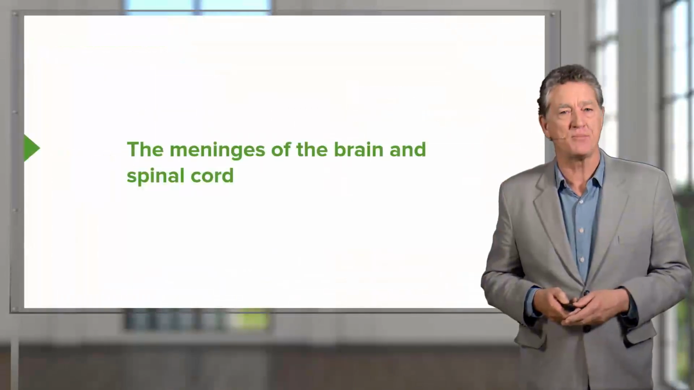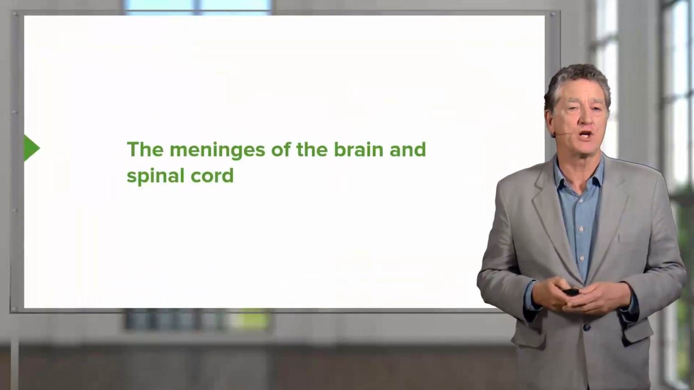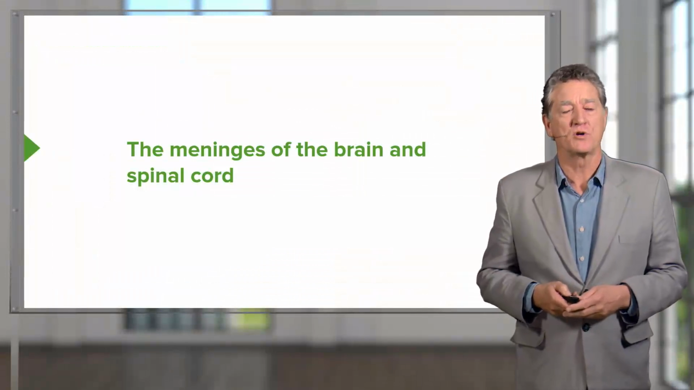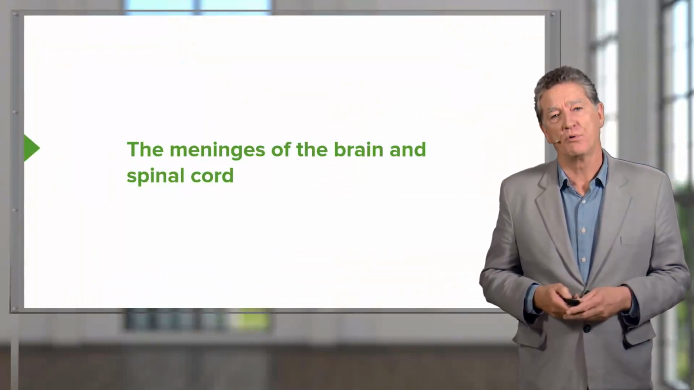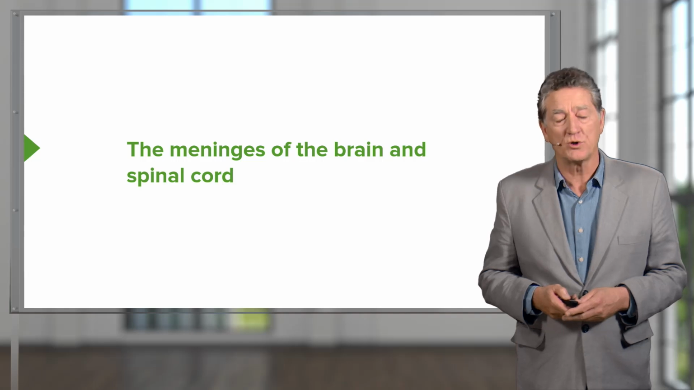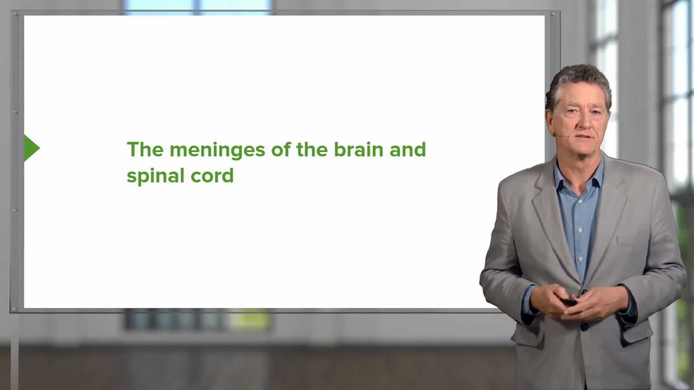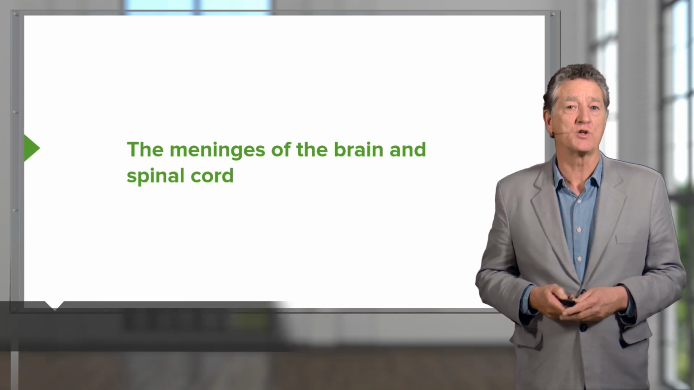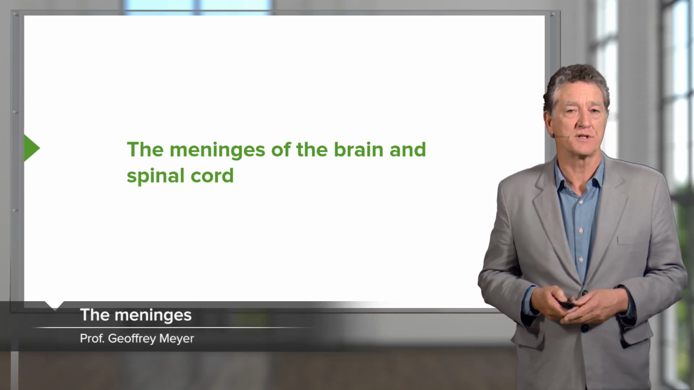So they're just examples of some of the very complex neural components of the brain, the cerebral cortex and the cerebellar cortex. Let's now move on and look at the meninges of the brain and also the spinal cord.